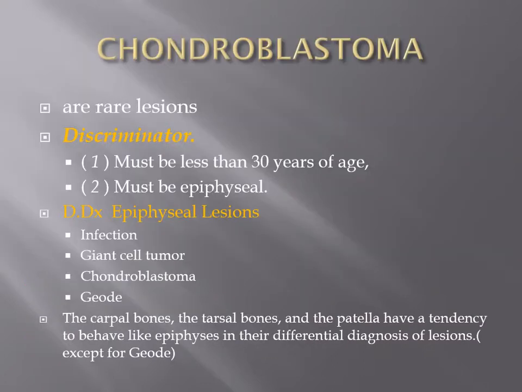Chondroblastoma is one of the rare lesions, and the discriminator is that the patient is less than 30 and the lesion must be epiphyseal. Other epiphyseal lesions in the differential diagnosis are infection, giant cell tumor, chondroblastoma, as we said, and GOD. An exception for GOD, which means subchondral cyst, is that in the flat bones we should not include this one.